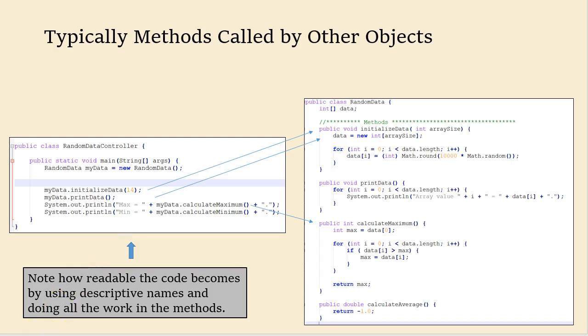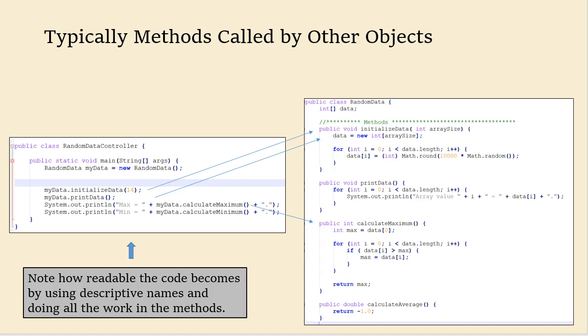All right, so one of the services it should do is initialize the data, initialize itself. One of the services might be to print the data. One of the services might be to find the maximum element, one might be to calculate the average, one might be to find the minimum. Right? You think about, here's this object, what will people ask it to do? What will other objects ask it to do? And each one of those becomes a method.